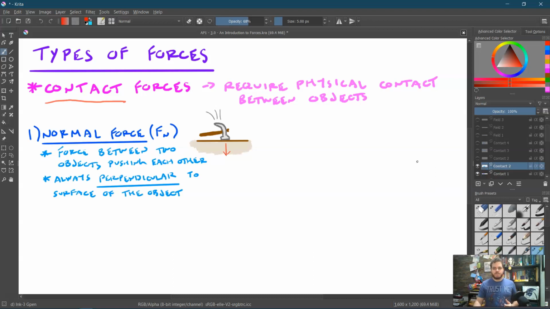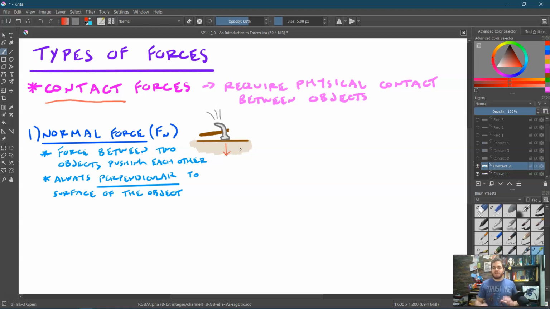The first one is known as the normal force, which we abbreviate with an F with a capital N subscript. And this is really the force between two objects pushing each other. So when we think of a push, we're really thinking of the normal force. Now, something to keep in mind: for instance, here I have a hammer, and this hammer is, we'll say, hitting a table.